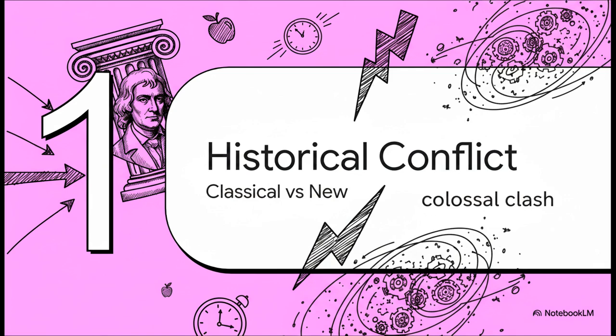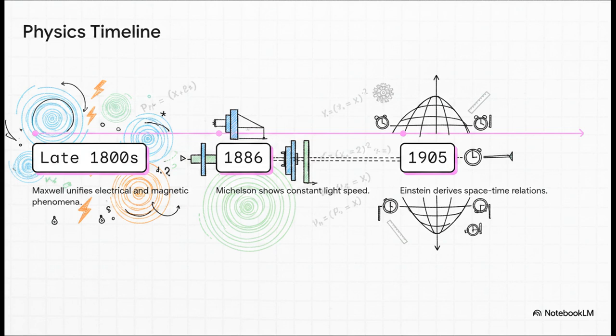Section 1, the historical physics conflict. To really get why this proposed solution is such a big deal, we have to understand the crisis that started it all. Let's travel back to the late 19th century. Physics was essentially going through a colossal clash. On one hand, you've got classical mechanics, right? Built on the super solid, absolute foundation of Sir Isaac Newton. But on the other hand, this bold new framework was bubbling up.